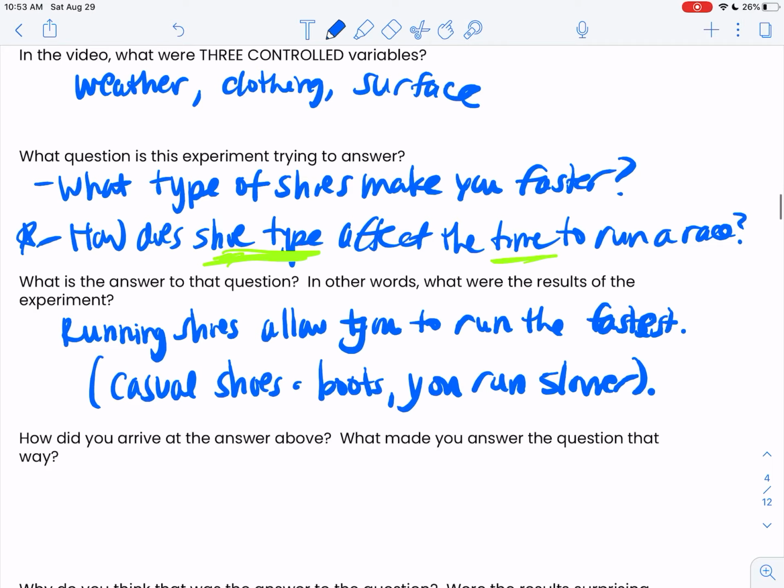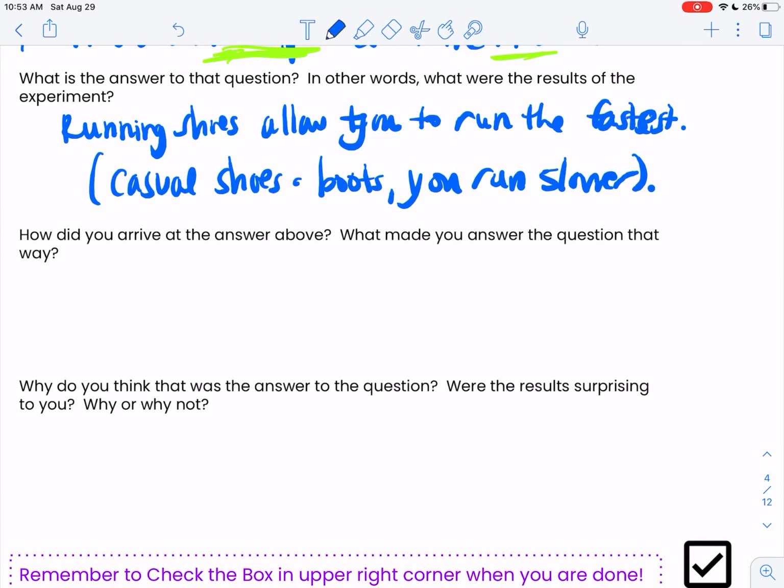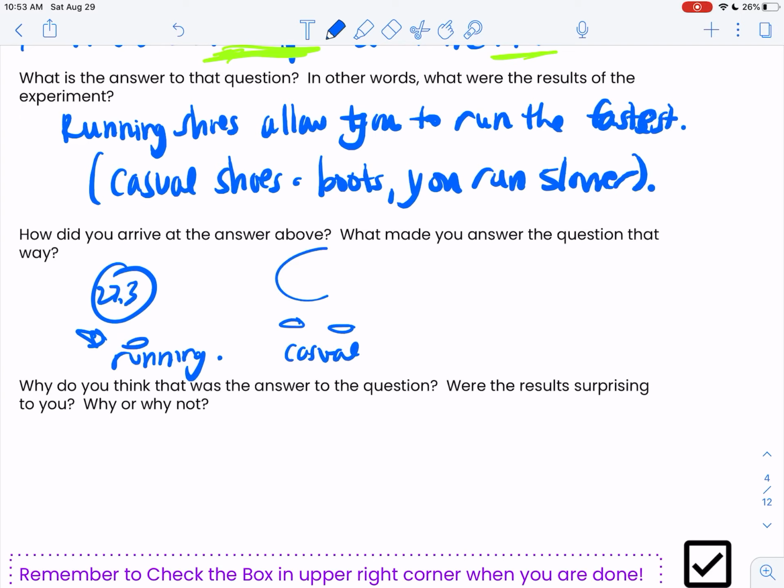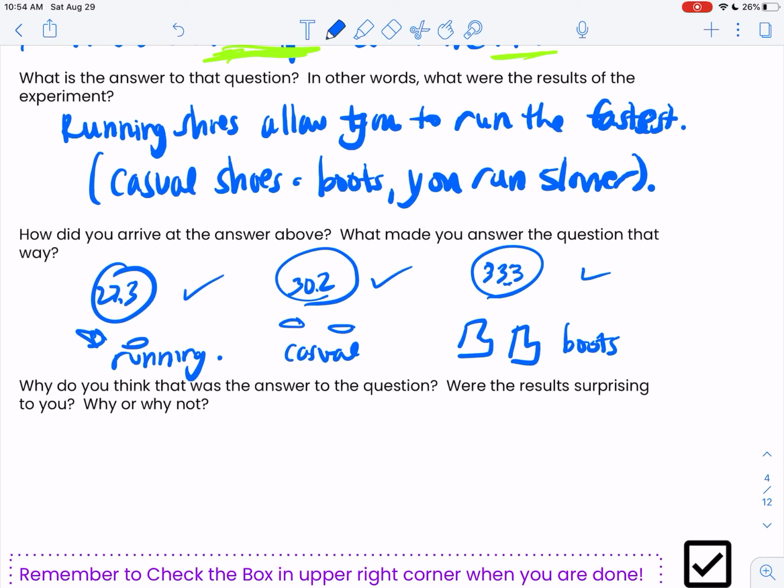And then how did you know that that's what happened? Well, basically, you looked at the times. Let me see, I have the times right here. The tennis shoes, or the running shoes, whatever they call them, had a time of 27.3 seconds. The casual shoes had a time of 30.2 seconds. And then the boots had a time of 33.3 seconds. So this was how we knew what the answer was, because we looked at these things that we measured.